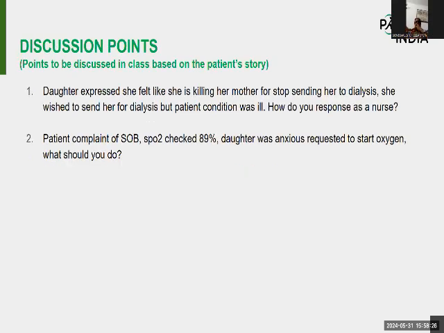The discussion point: the daughter expressed she felt like she was killing her mother by stopping her dialysis. She wished to send her for dialysis, but the patient's condition was poor and she was not keen. How do you respond as a nurse? The second question: the patient complained of shortness of breath, SpO2 was 89% under room air. The daughter was anxious and requested to start oxygen. What should you do? Thank you.